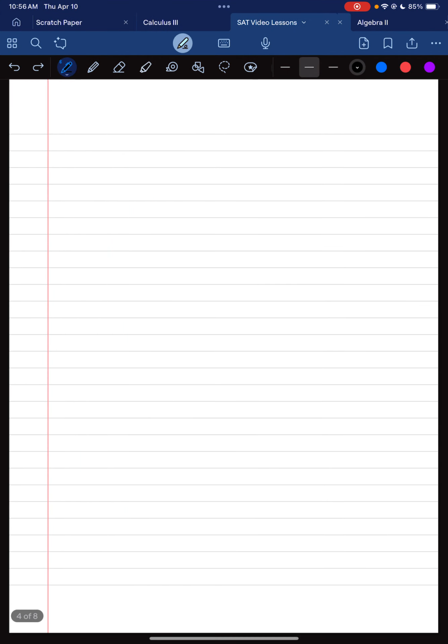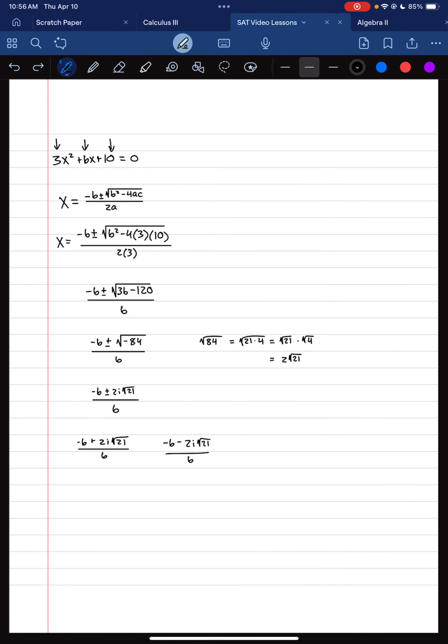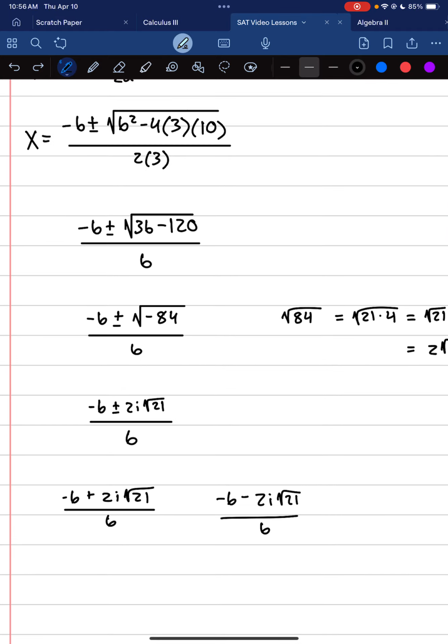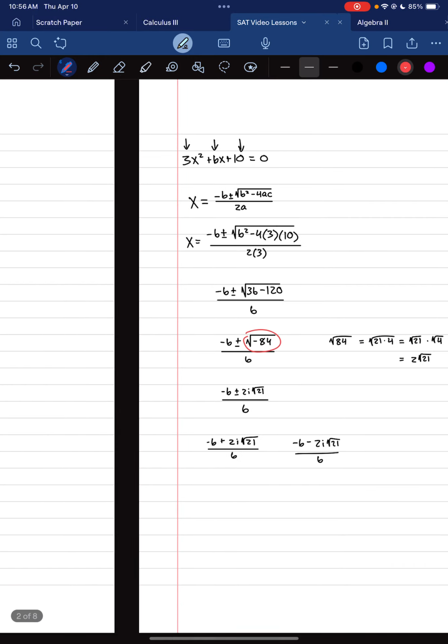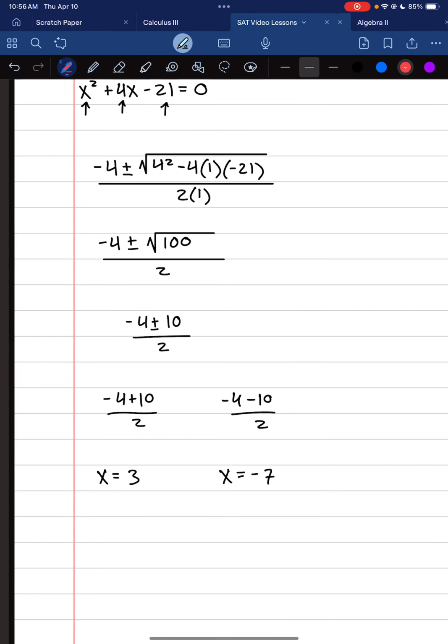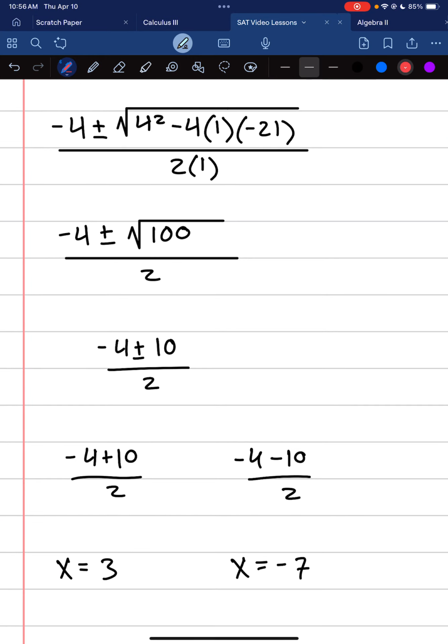Let's keep going. Also, one thing I wanted to point out before we keep going is that notice how we had no real solutions in this case because the number inside our radical was negative, right? In the previous example, we had two real solutions because the number inside our radical was positive. So keep that in mind because we're going to come back to that later.